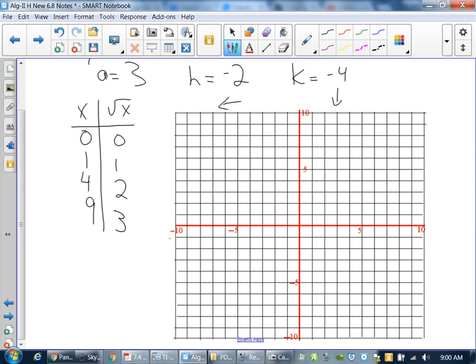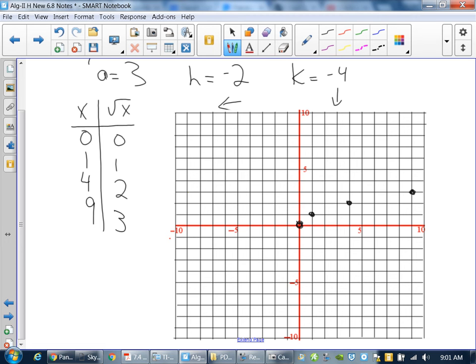Now, when we did parent function a long time ago, I think, we did it as a dotted line, and then our real one would be solid. What was that we did that with? No, we also did something else with the parent function. So I plot it: 0, 1, 4, 2, 9, 3.